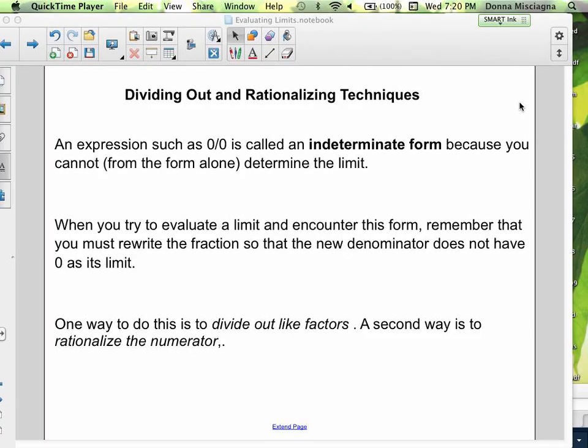Right, so dividing out and rationalizing techniques. An expression such as 0 divided by 0 is called an indeterminate form because you can't determine the limit from the form alone. When you try to evaluate a limit and you encounter this form, the numerator goes to 0 and the denominator goes to 0.